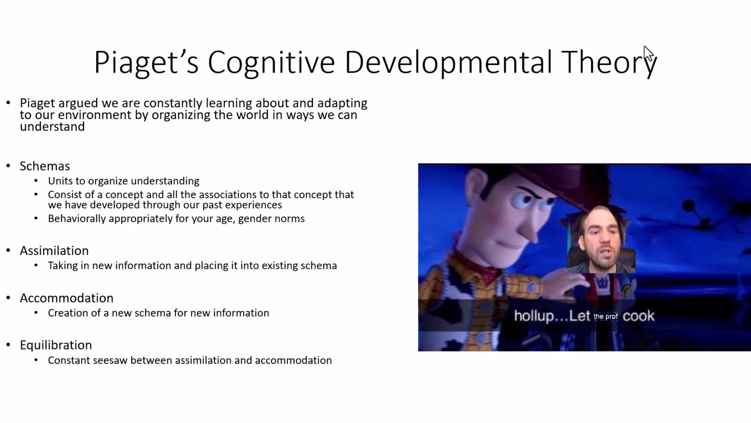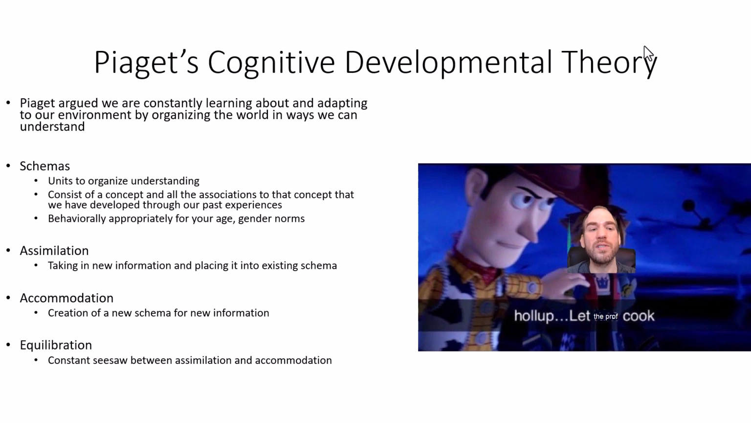Accommodation: creation of a new schema for new information. And we'll go with equilibration. You know, I was only in speech class until like high school. We're going to go with equilibration. A constant seesaw between assimilation and accommodation.